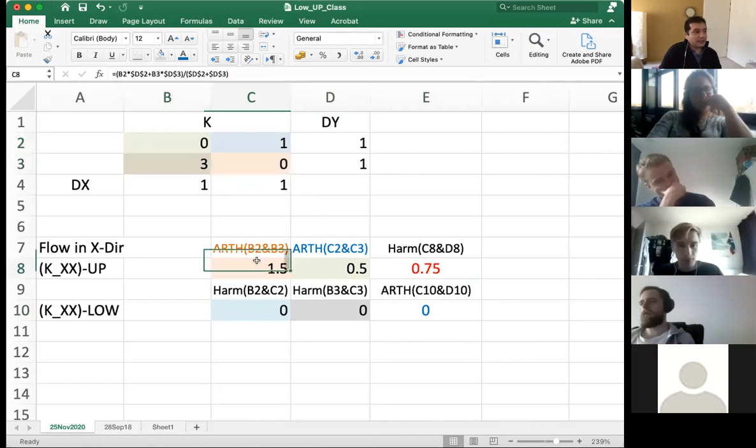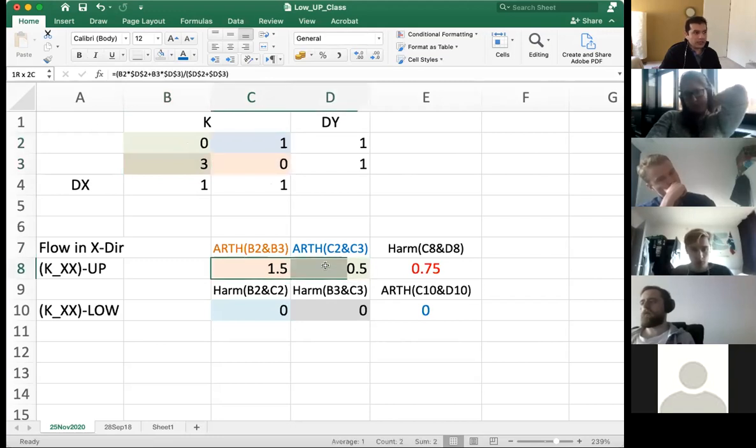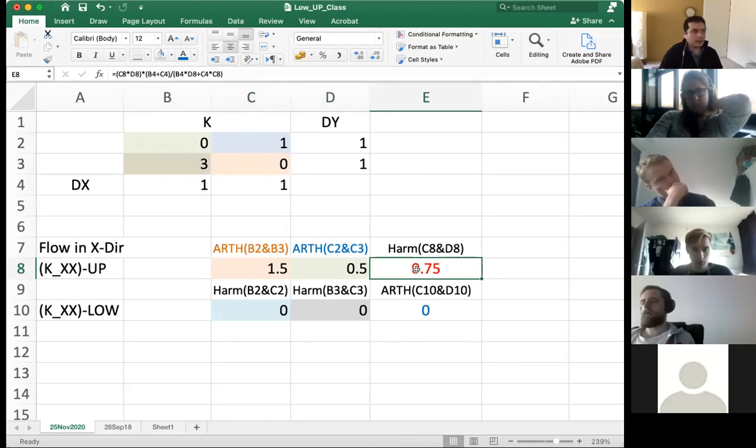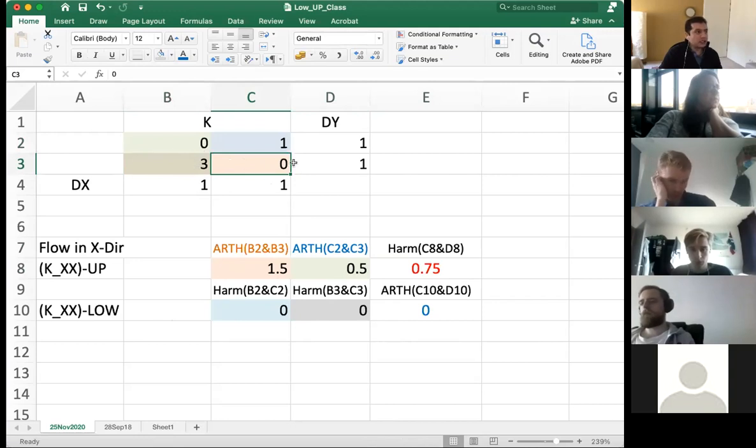But the arithmetic average between 0 and 3 is 1.5. The arithmetic average between 1 and 0 is 0.5. And the harmonic average between the two will be some non-zero value. But simply these two diagonal blocks, which are set to be zero, matter, because the lower bound first finds the harmonic average between each row and then finds the arithmetic average.